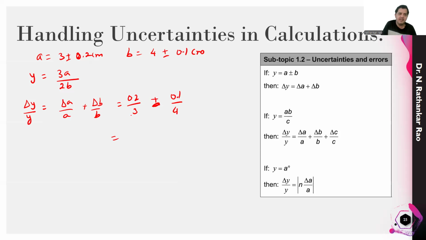Get me this value here. What is the answer? 0.2 divided by 3 is 0.016, plus 0.1 divided by 4 is 0.025. So what will be the answer here? 16 plus 25 is 41, so this should be 0.041. This will be your delta y by y. And if I want percentage uncertainty, it will be 4.1%.